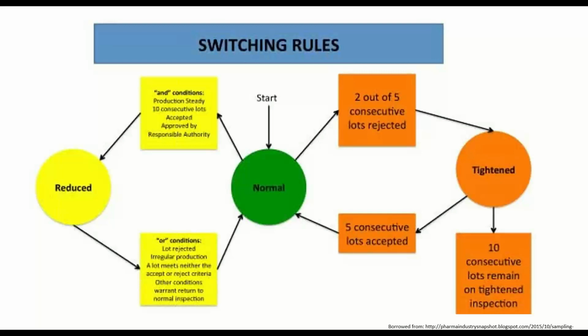Okay, tightened, that's lower acceptance numbers than normal, so it's steeper OC curves. Okay, operating characteristic curve. So if 2 out of 5 lots fail in normal, then we move to tightened. Okay, and then if 5 consecutive lots of the next 10 pass, then we can move back to normal. So these are our switching rules. So you'll use those with the tables.